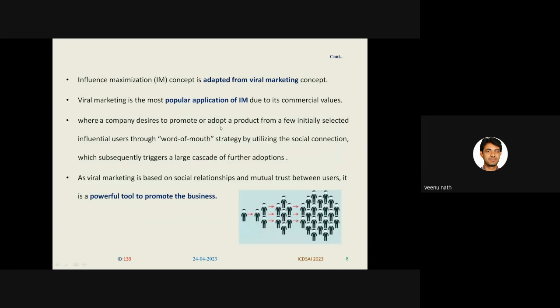Influence maximization is adapted from the viral marketing concept, which is a popular application for IM. It works with the help of the word-of-mouth rule. Viral marketing is based on social relationships.